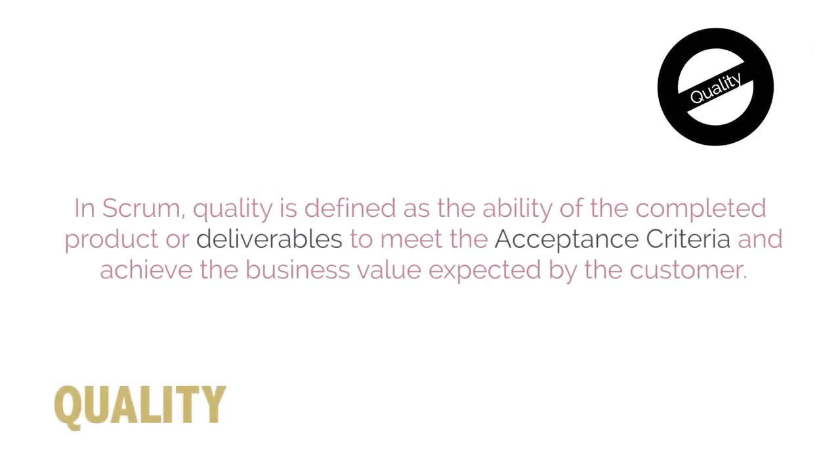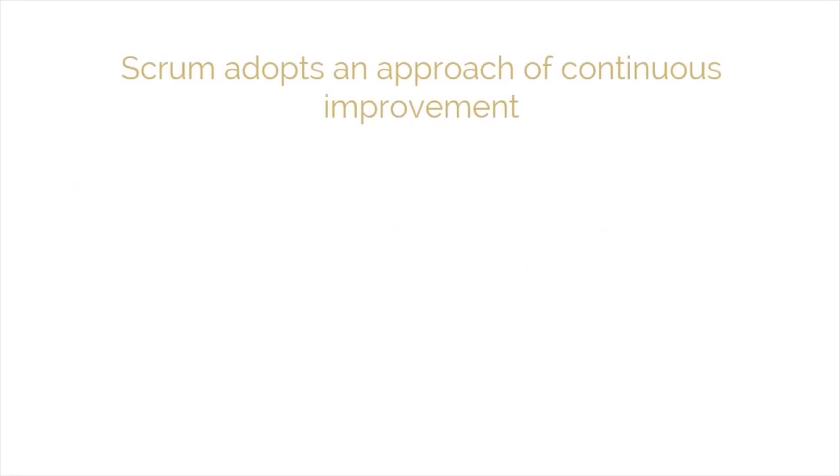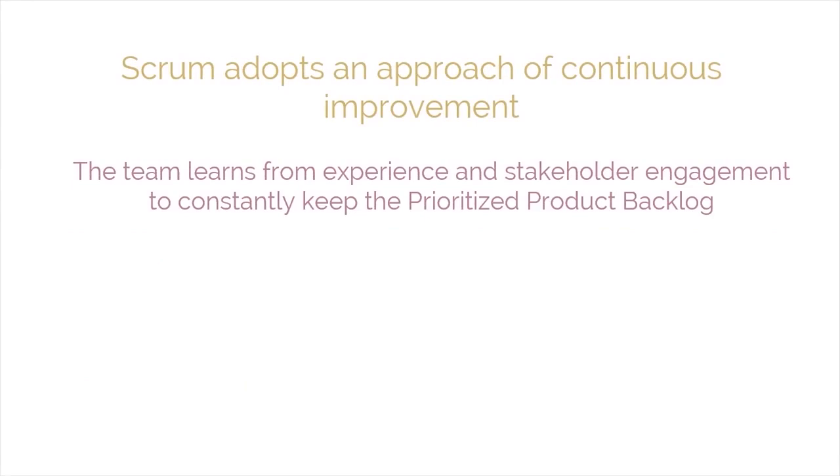In Scrum, quality is defined as the ability of the completed product or deliverables to meet the acceptance criteria and achieve the business value expected by the customer. To ensure that a project meets its quality requirements, Scrum adopts an approach of continuous improvement, whereby the team learns from experience and stakeholder engagement to constantly keep the prioritized product backlog updated with any changes in requirements.